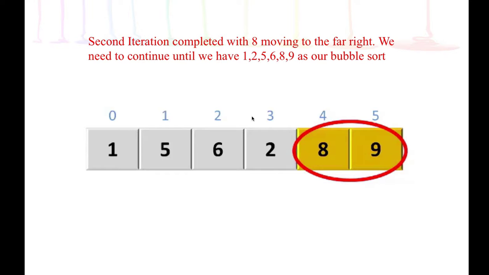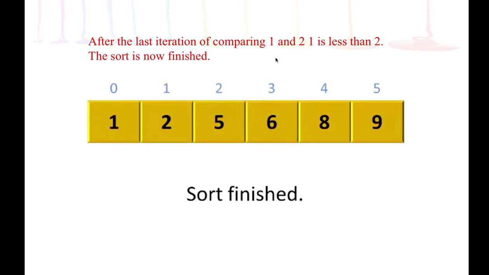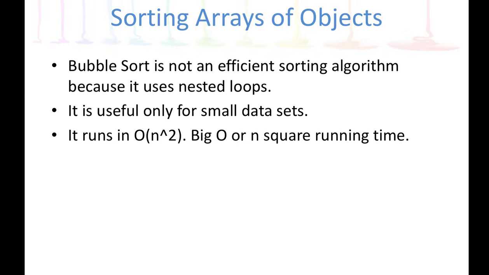We want the lowest numbers first, so we want it in ascending order, from the lowest to the highest. Eventually we want this to be our value, and it'll keep doing it until it's completed. So now the sort is completed. We have 1, 2, 5, 6, 8, 9. If we wanted to do it descending, the same thing would happen, and we'd have 9, 8, 6, 5, 2, 1. So hopefully that made sense, how the sort works.